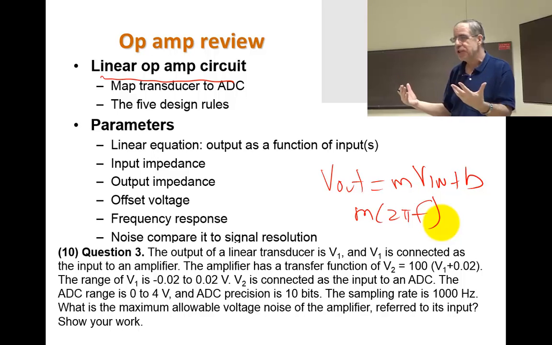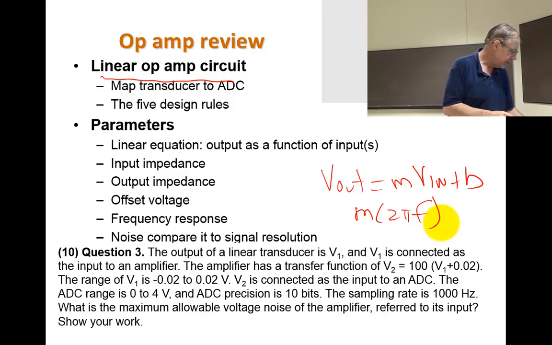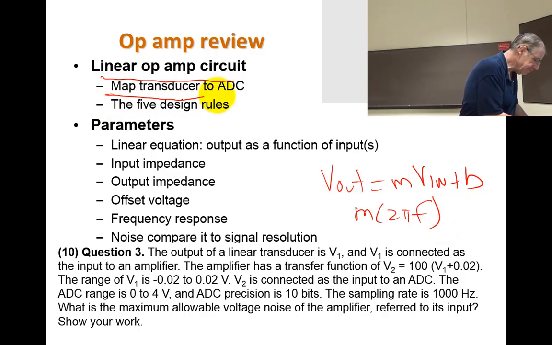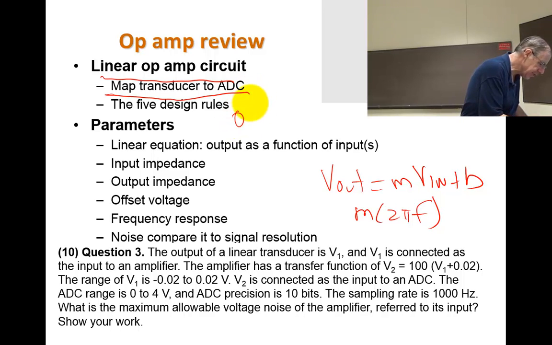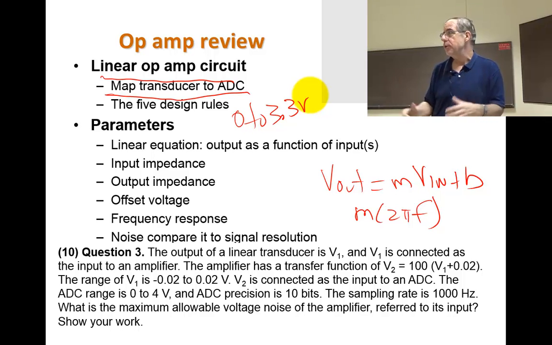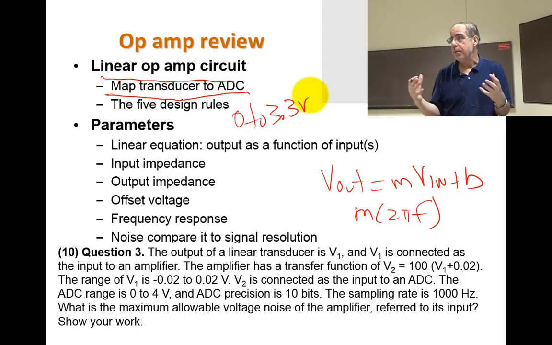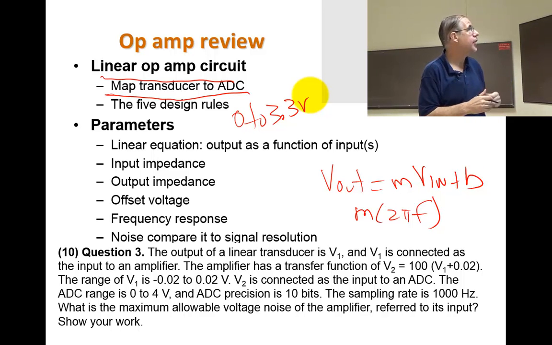Okay, so law of superposition, multiple sources. I can do all that stuff with a linear circuit. And the reason why we need op amps is to map the transducer voltage into the A to D range. As you know, the A to D range is 0 to 3 volts. And sometimes we have a transducer which is not 0 to 3 volts, so we have to map it with a linear function. That's why we need the op amp in this class. And we had 5 design rules. I'm going to repeat them on the next slide.